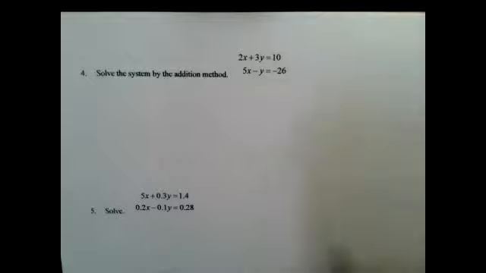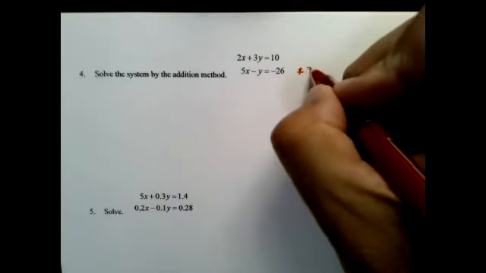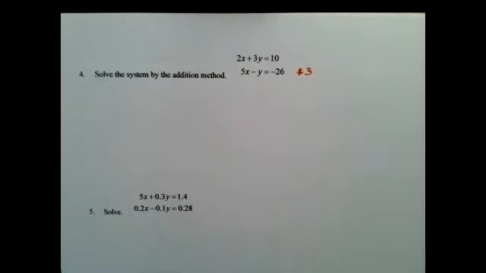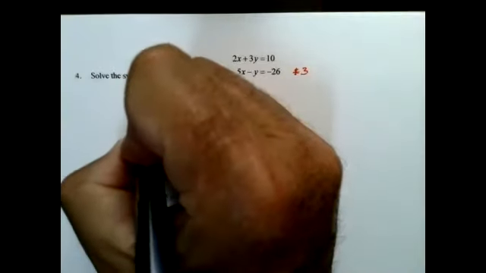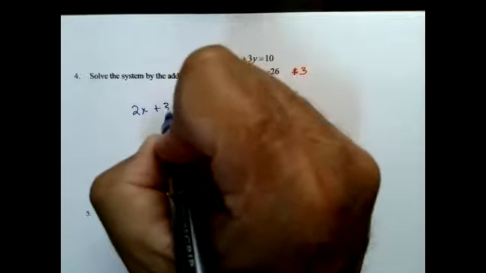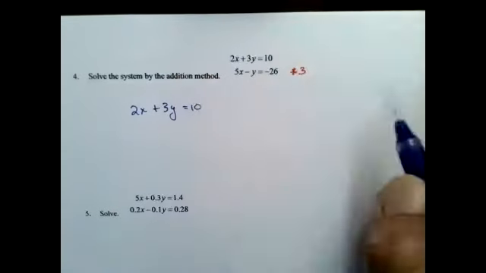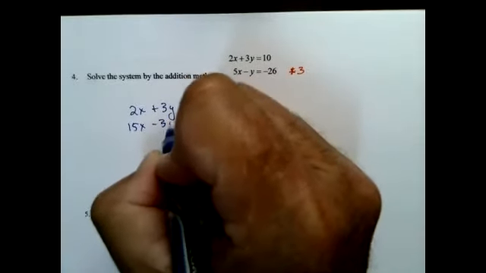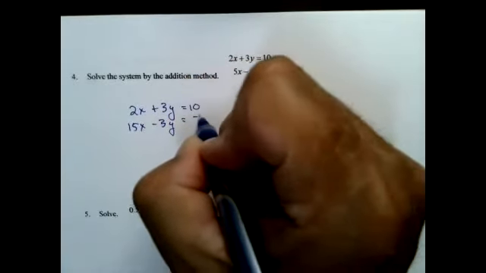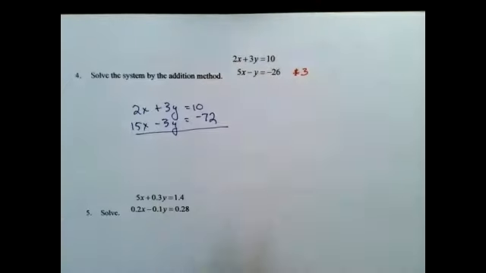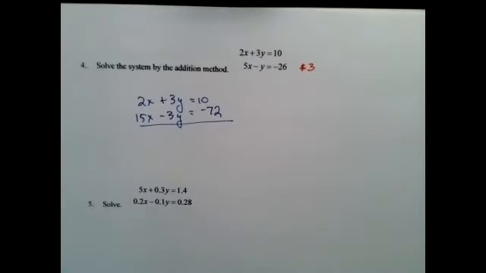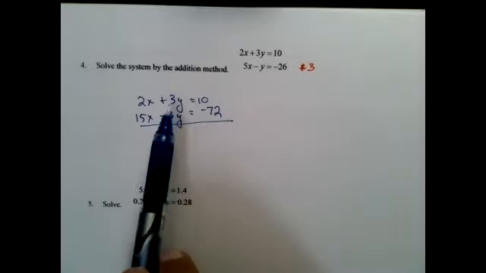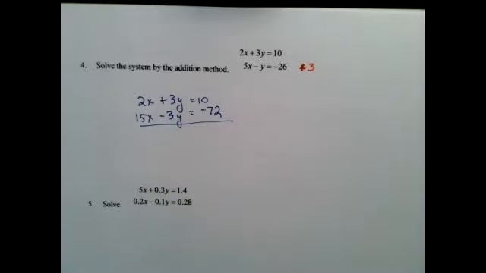But what if I took this second equation and multiplied both sides by 3? Why did you pick 3? Well, let's see. Plus 3y equals 10. 15x minus 3y equals negative 72. Well, multiplying everything by 3 is nice because I'm now going to eliminate one of my unknowns.